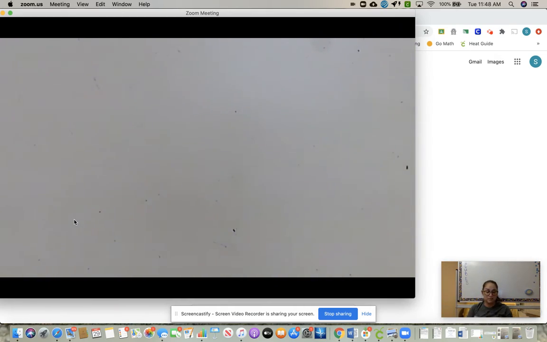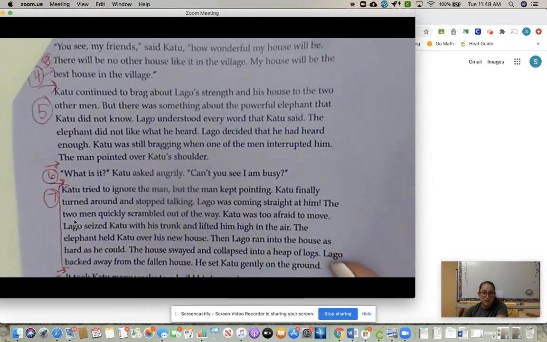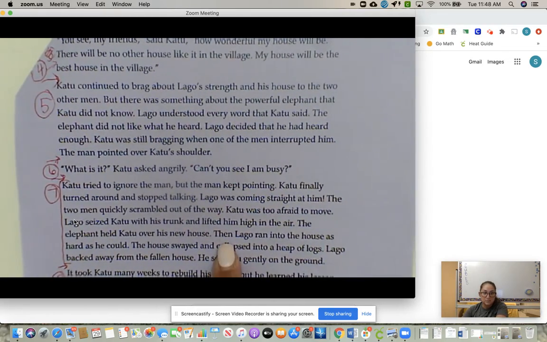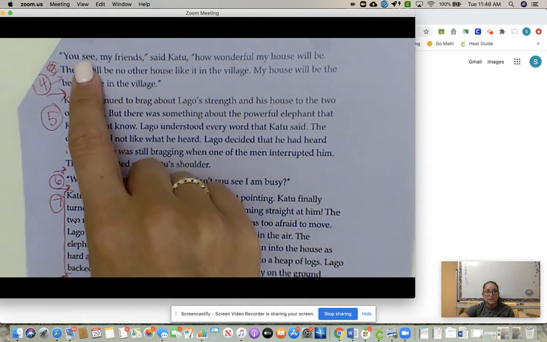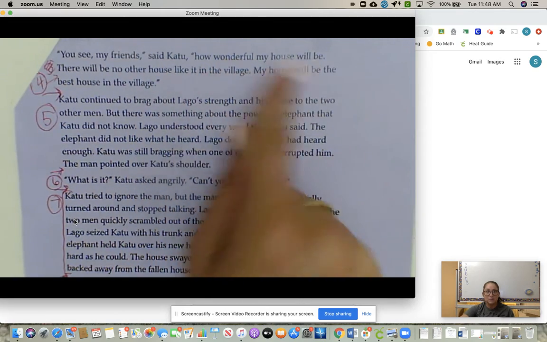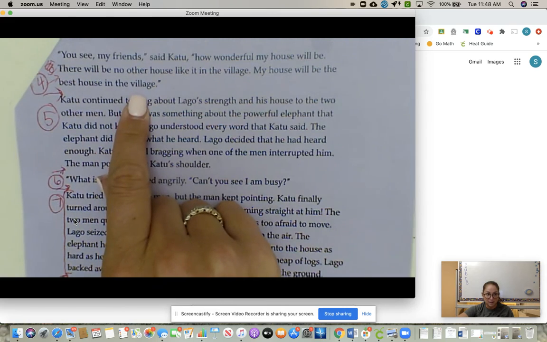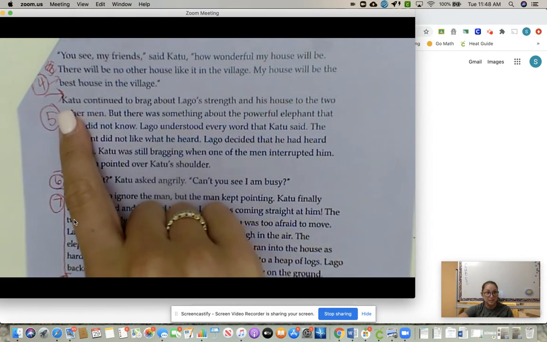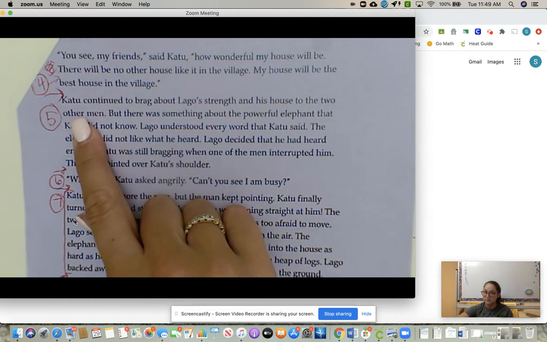So now I'm going to find, where does he run into the house? Oh, my eye just spotted it. Then Lago ran into the house as hard as he could. The house swayed and collapsed into a heap of logs. So the event happened somewhere in here. You see, my friend, said Cat 2, how wonderful my house will be. There will be no other houses like it in the village. My house will be the best house in the village. Okay, so he's still bragging. He continues bragging about Lago's strength and his house to the 2 other men.